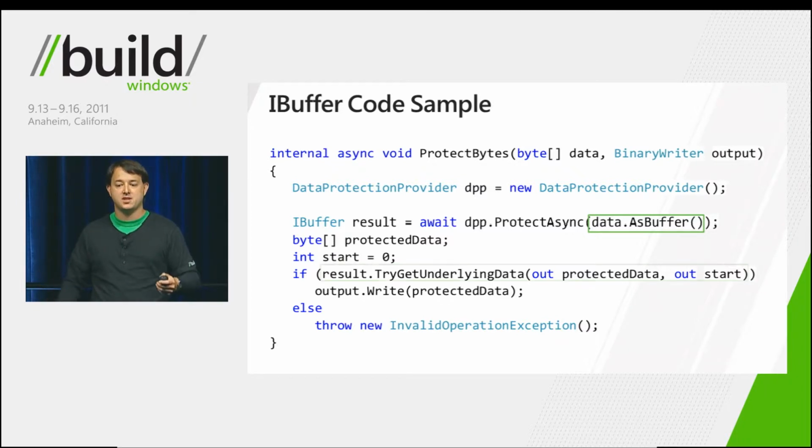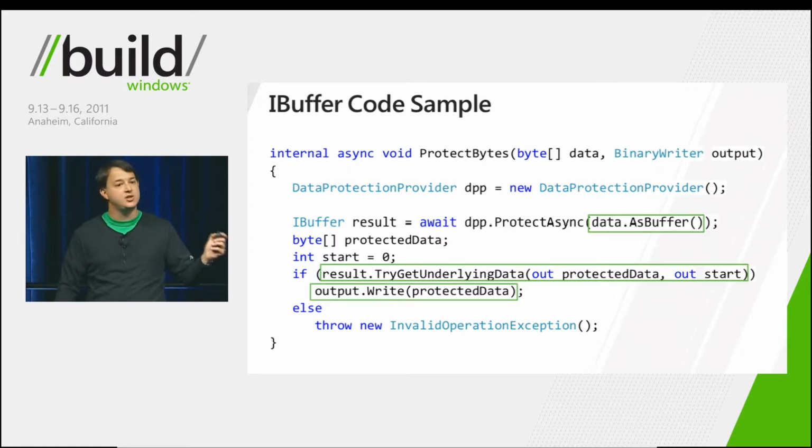Well, now you've got an IBuffer back, but you actually want to use the encrypted byte array in your code. So what you do is you call the other extension method we added, TryGetUnderlyingData, this time on top of IBuffer, and that will give you back a byte array that you can then use in your managed code. And so on the next line, you see us then passing this now encrypted byte array to a .NET Framework API that operates on the .NET Framework byte arrays rather than the Windows Runtime IBuffers. Pretty straightforward.